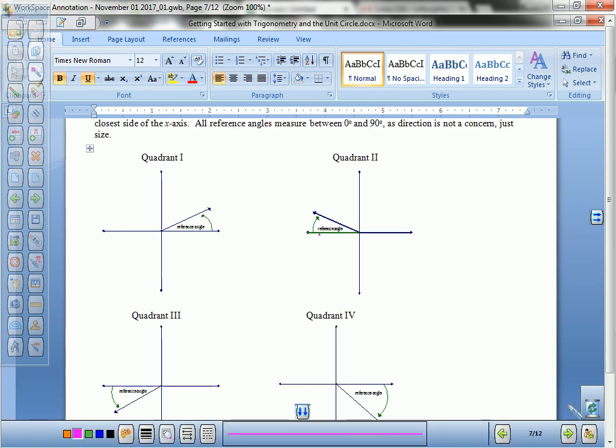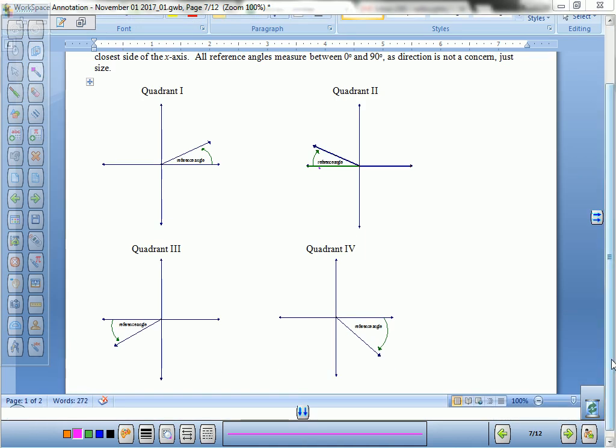Yes. Okay. So now on the back, it talks about reference angles. And that's really what we're looking at. When we do those angles of rotation, it is critical that we can find the reference angle. Now the reference angle is the angle between the x-axis and the terminal side.